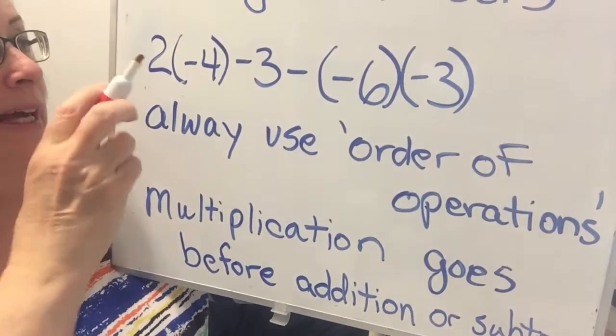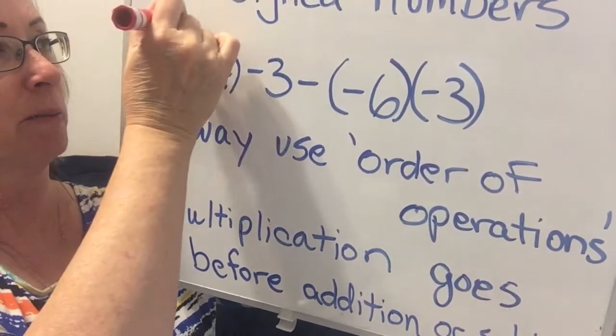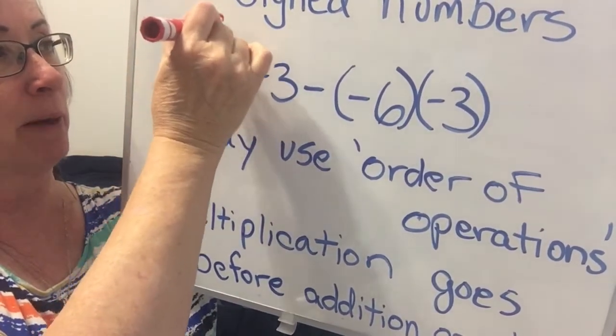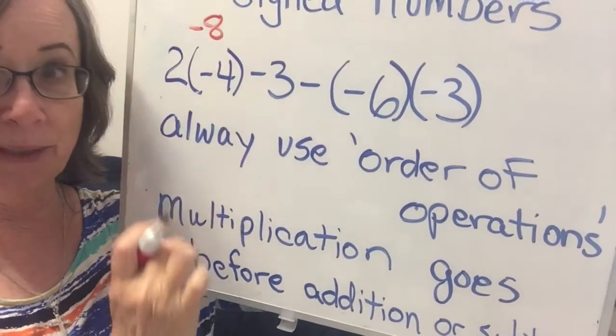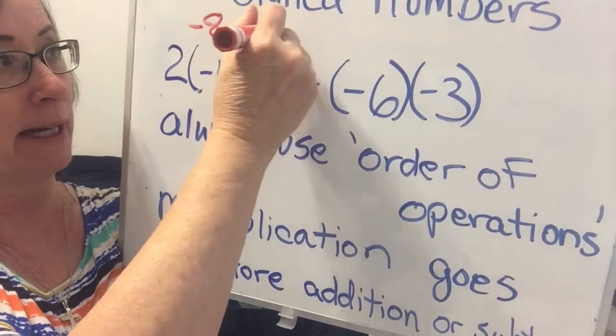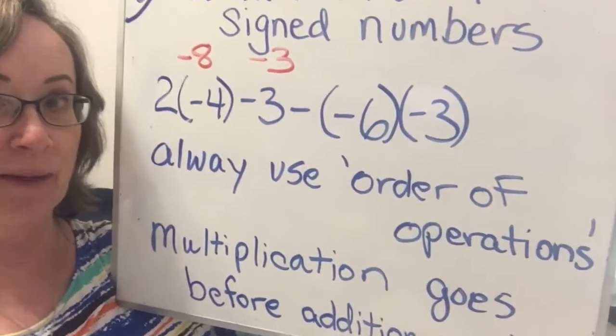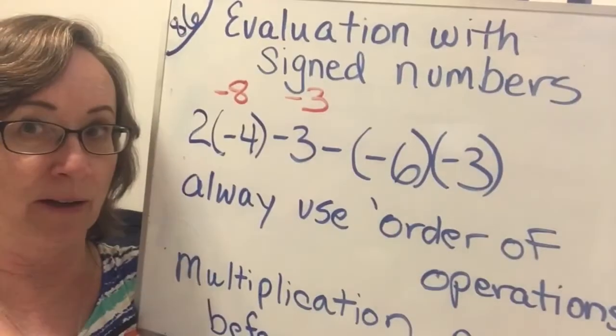So when we're looking at this, we've got a 2 times a negative 4, which would be a negative 8. Remember, when we multiply opposite signs, we get a negative. And then here is just a minus 3. So we'll write him down. We haven't really done anything with him yet. Let me get this up a little bit higher.